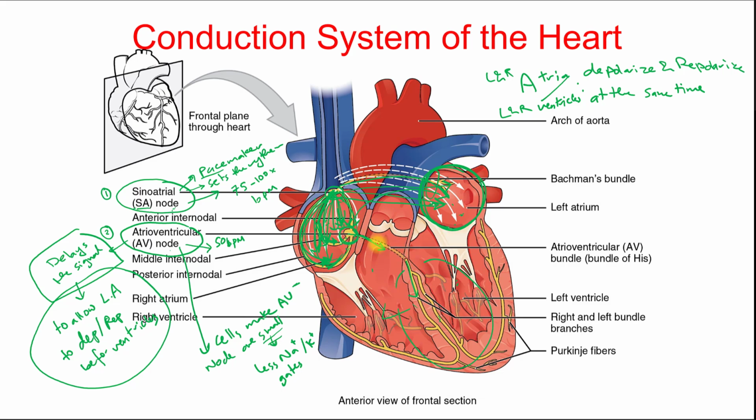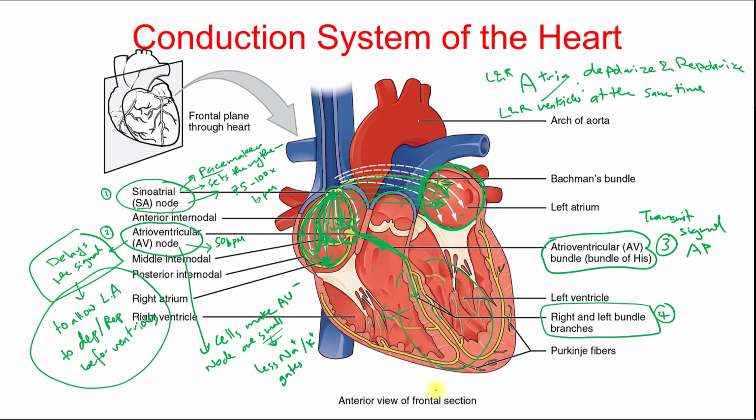So from the AV node, where does the signal go? It goes through a bundle of fibers. We will call them the atrioventricular bundle, or sometimes the bundle of His. This is just fibers to transmit the signal. Remember, we're talking about action potential. This signal then will be transmitted through the interventricular septum through the right and left bundle branches. This is number 4.